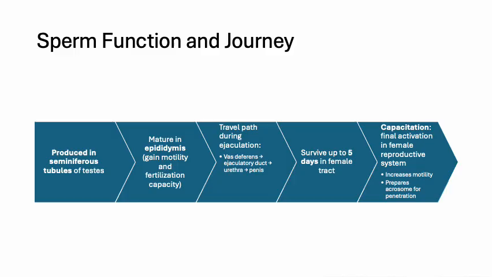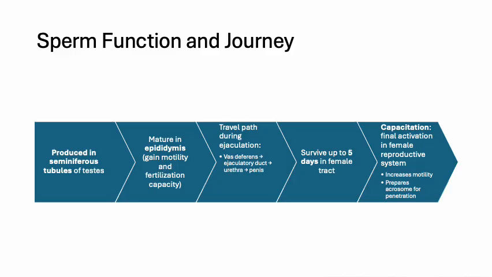Sperm are produced in the seminiferous tubules of the testes and then pass into the epididymis, where they mature and become motile. During ejaculation, sperm travel through the vas deferens, enter the ejaculatory duct, pass through the urethra, and are expelled via the penis. Once inside the female reproductive tract, they can survive for up to 5 days, though fertilization usually occurs within the first 24 to 48 hours.